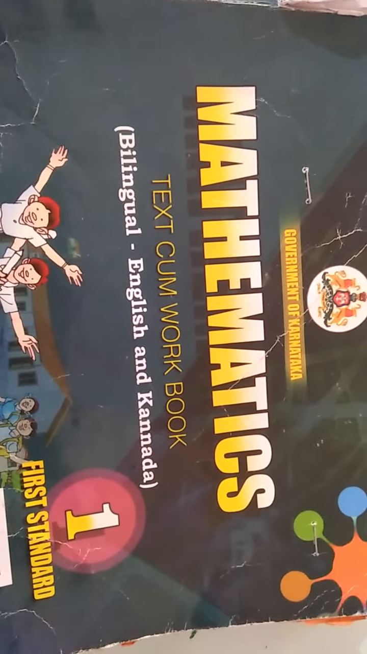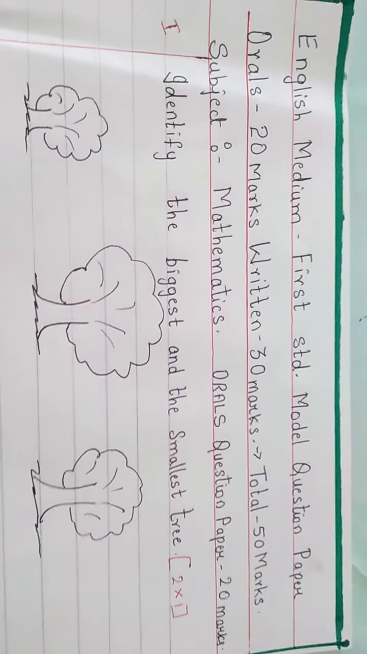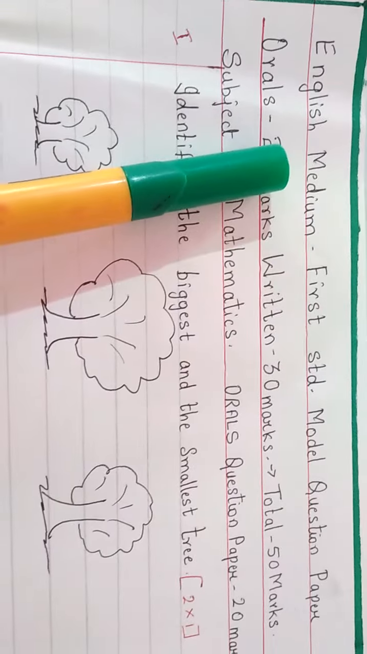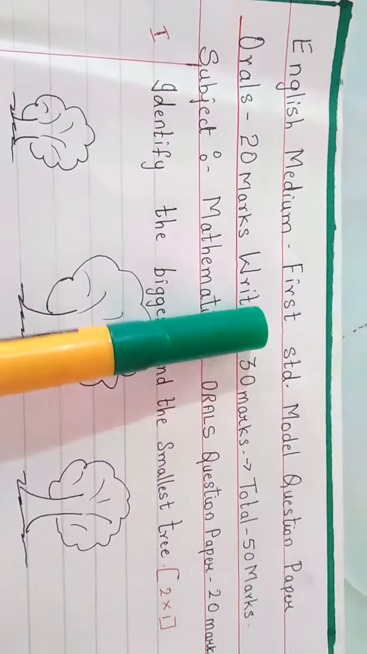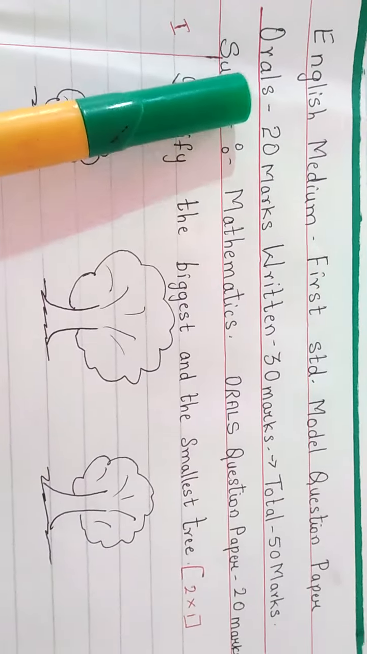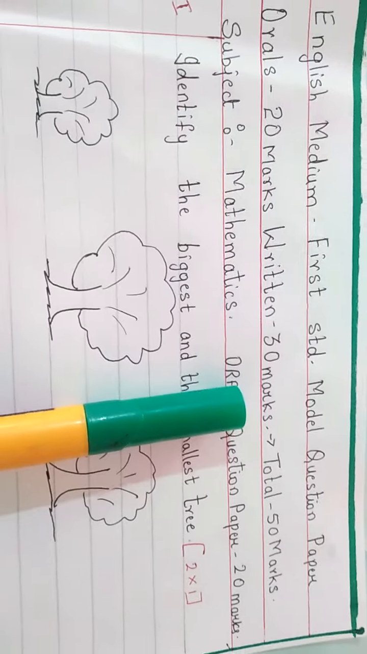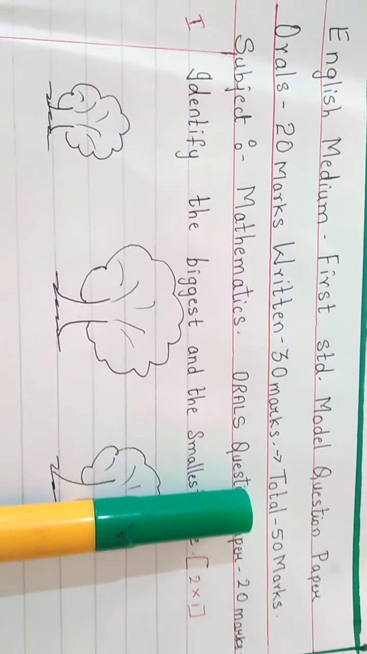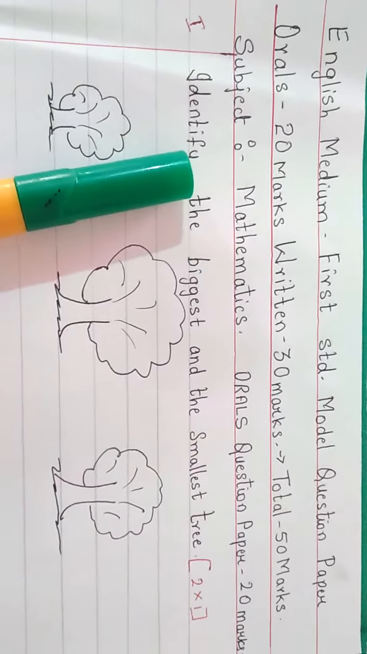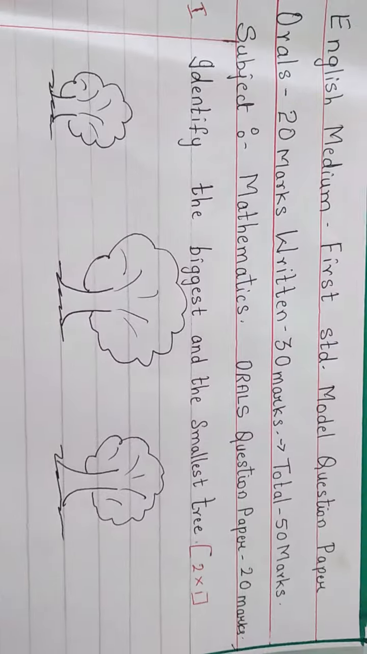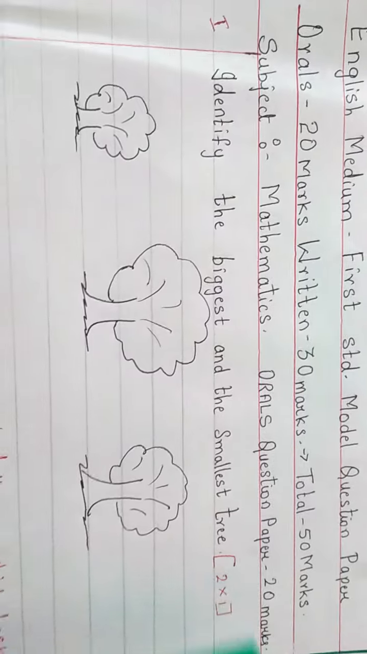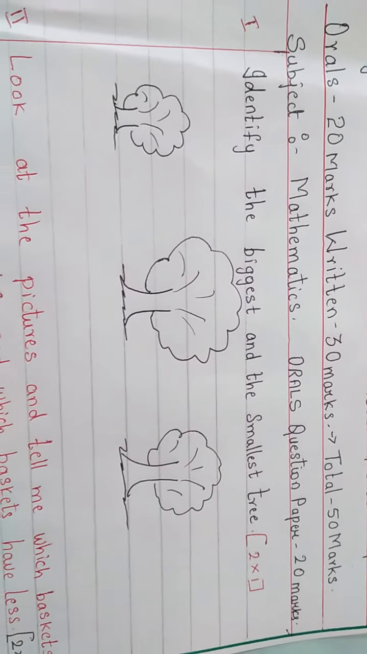Shall we start? So you can watch in this video. This is a question paper set up for English medium standard 1. So here you can find orals 20 marks and written 30 marks. Totally we are going to set a question paper for 50 marks. This is related to mathematics and it's an oral question paper for 20 marks. Let's see the oral question first.